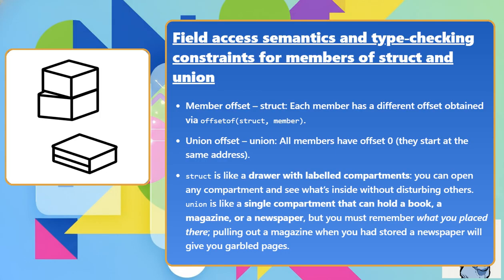A struct is like a drawer with labeled compartments. You can open any compartment and see what's inside without disturbing the others. A union is like a single compartment that can hold a book, a magazine, or a newspaper, but you must remember what you placed there. Pulling out a magazine when you had stored a newspaper will give you garbled pages.